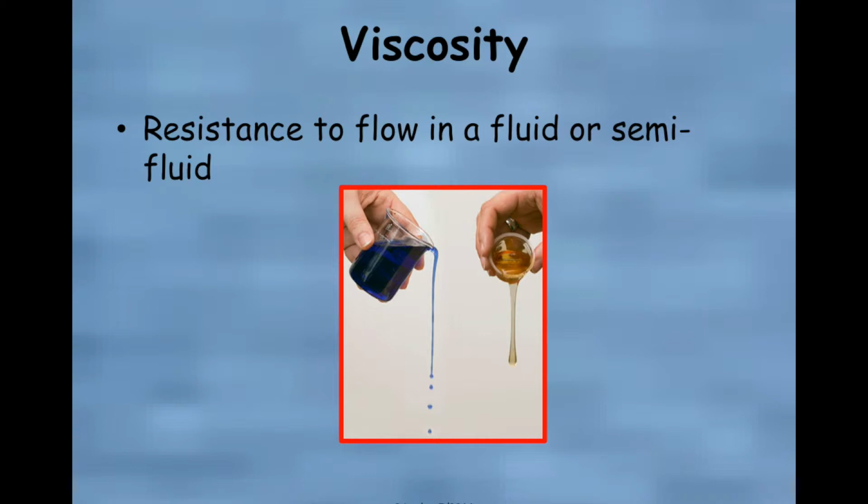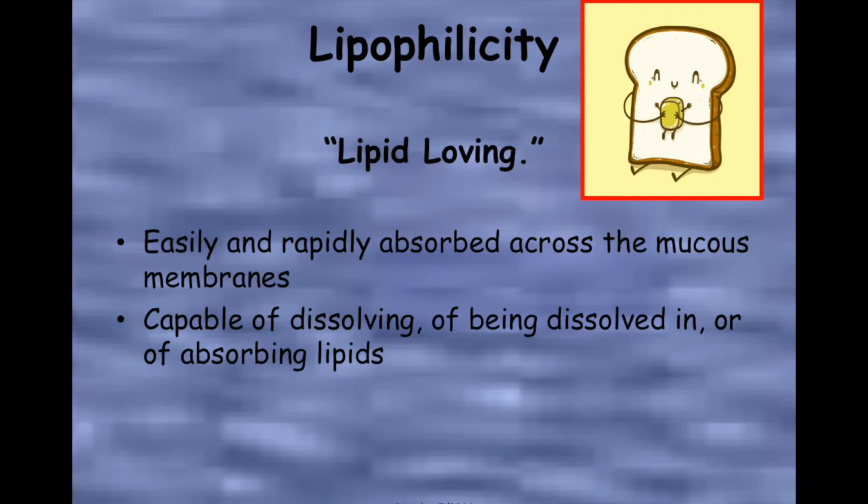Viscosity really has to do with the thickness of a fluid, the resistance to flow in a fluid or a semi-fluid. I have a picture here showing one blue liquid that's more fluid-like than the one on the right, which is thicker. I'm sure that there's a scientific definition for it, but I believe that we're good enough with thin or thick. All right, lipophilicity means lipid-loving. Mucous membranes love lipids. They love fat. They easily and rapidly absorb something that is fat-containing. They're capable of dissolving or being dissolved in or of absorbing lipids.